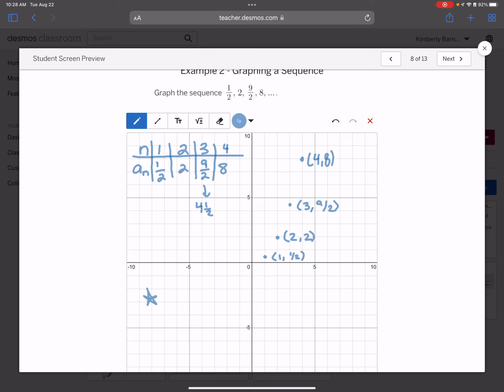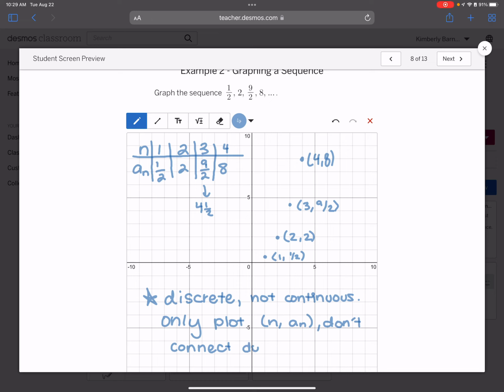Notice the graph of a sequence is discrete, not continuous. Only plot the terms, so n, a sub n. Don't connect your dots. So this is not going to make a continuous graph. I'm not going to connect any of my dots. I'm just plotting the dots because those are the only things in my sequence. I don't want the things in between.